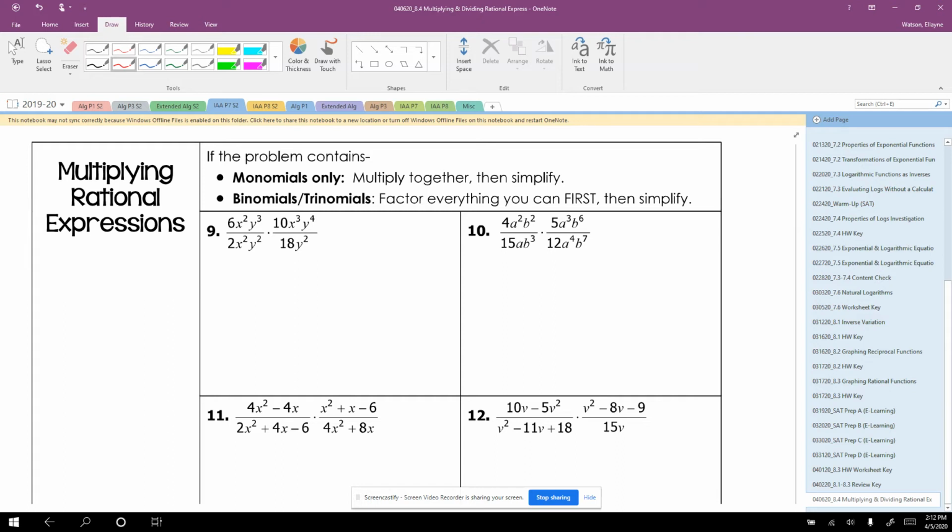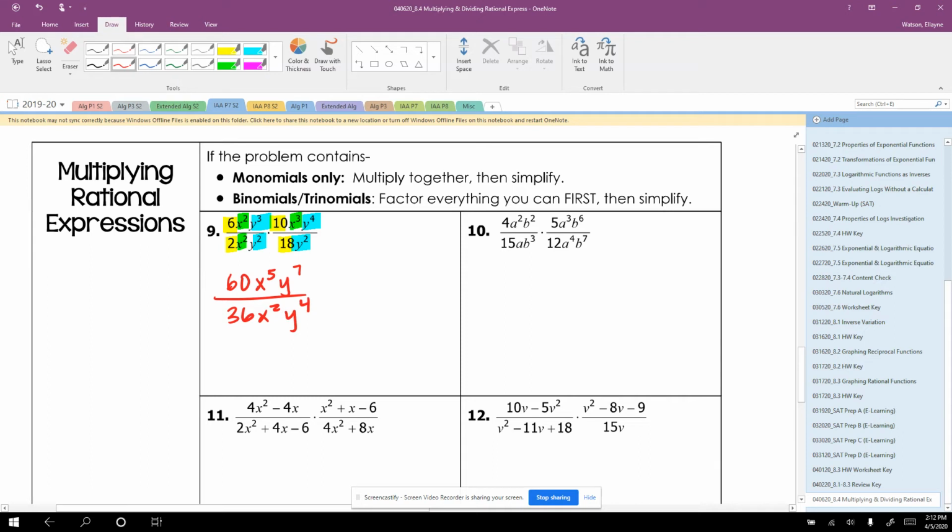Now, let's do number 9. So this one I'm just going to go ahead and multiply first, right? So my coefficients on top, my coefficients on bottom, my x's on top, my x's on bottom, and my y's on top, my y's on bottom. So on top I'm going to have 60 x to the 5th y to the 7th, and I'm just using my properties of exponents there. On the bottom I'm going to have 36 x squared y to the 4th.